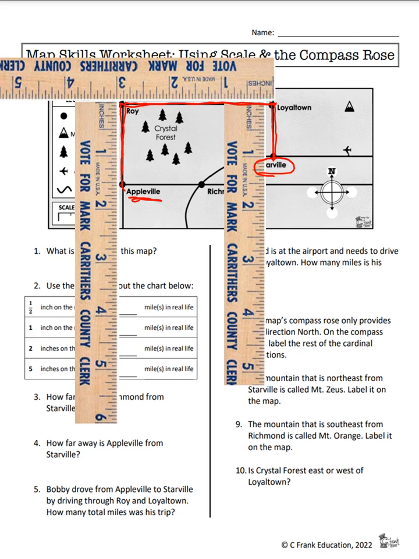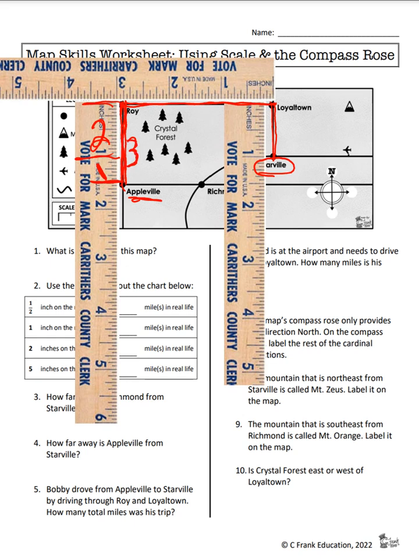We'll start with Appleville to Roy. That's this north piece right here. He went north to Roy. This looks to be 1 whole inch, which is 2 miles, and a half an inch, which is 1 mile. So this piece is, you said it, 3 miles.